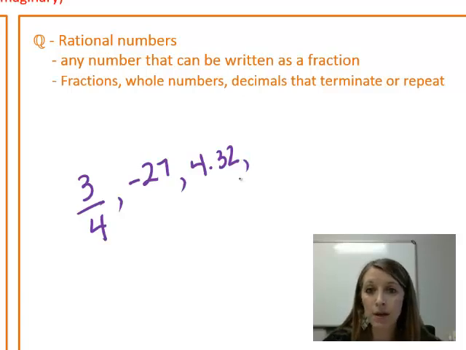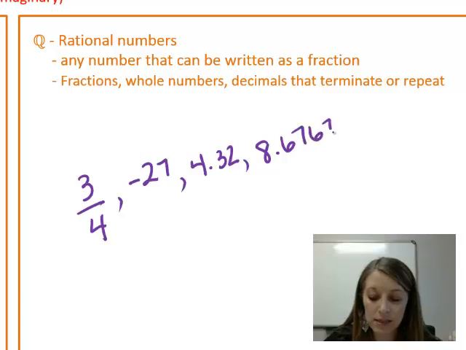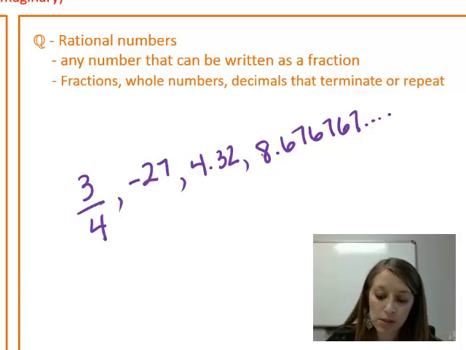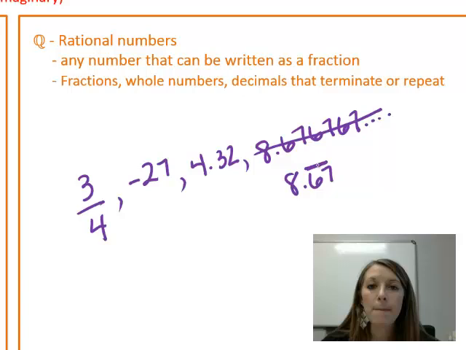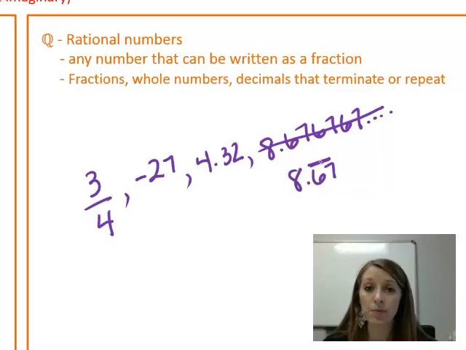And decimals that repeat, so something like 8.676767, and so on and so forth. Anything that can be written with that overline symbol. Most of the time we're not going to see it written like this. Most of the time we'll see it as 8.67 with the overline symbol, meaning both the 6 and the 7, that set of digits, keeps repeating. So all of these numbers that I've written here are examples of numbers that fit into the rational group because they all can be written as fractions.